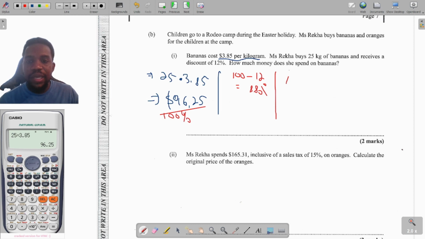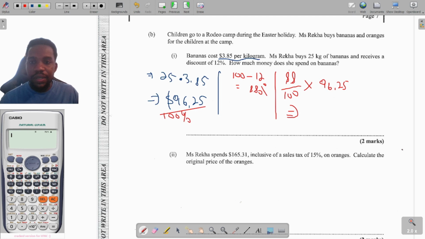So I can go 88, percentage means per 100, so it's 88 over 100, multiplied by the total price that she paid here, which is $96.25. Alright, so let's pull up my calculator because I don't want to have to do much work. Let the calculator do all the work for you. So here goes my fraction bar again. I'm going to have 88 over 100 come to the side, which means I'm going to multiply by $96.25, and that is going to give me $84.70.